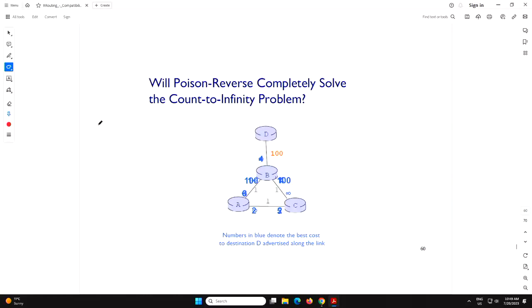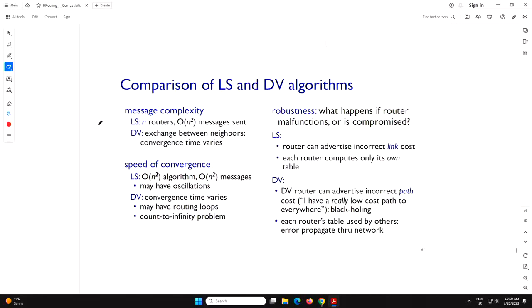One other thing, I'm not going to go through it here, but I leave it as an exercise to think, reflect, and see if Poisson reverse would catch all the problems. Like even if we implement Poisson reverse, can we get into a situation where we can still have the count to infinity problem? So I leave that as homework to you, and we are happy to discuss that in Ed Forum if you have problems.